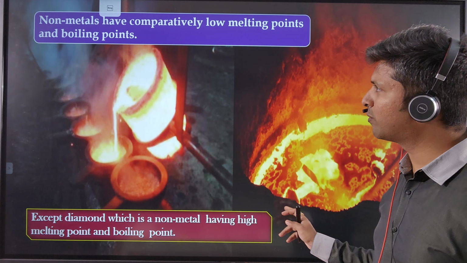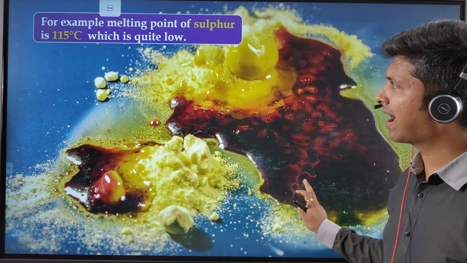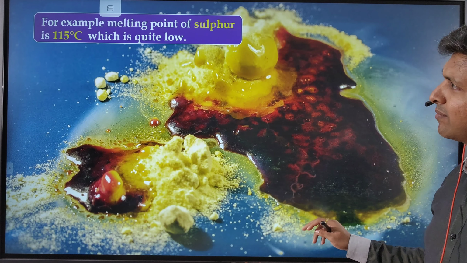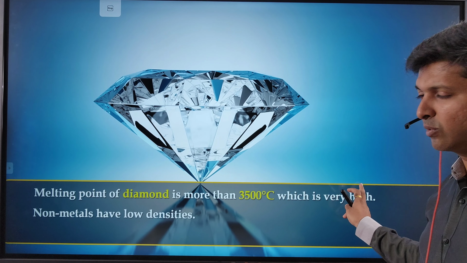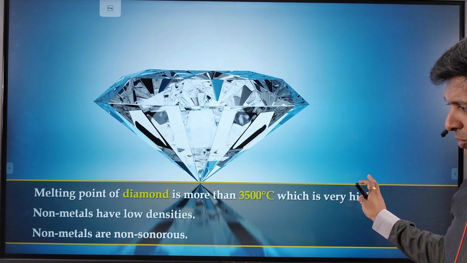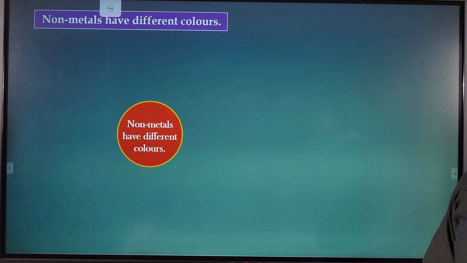The non-metals have comparatively low melting points. Again, the exception will be diamond, which will be having a high melting point. For example, the melting point of sulfur is 115 degrees Celsius, which is quite low, but that of diamond is, I told you, 3550 degrees Celsius. The non-metals are non-sonorous. They will not be able to produce a ringing sound or a resonant sound.